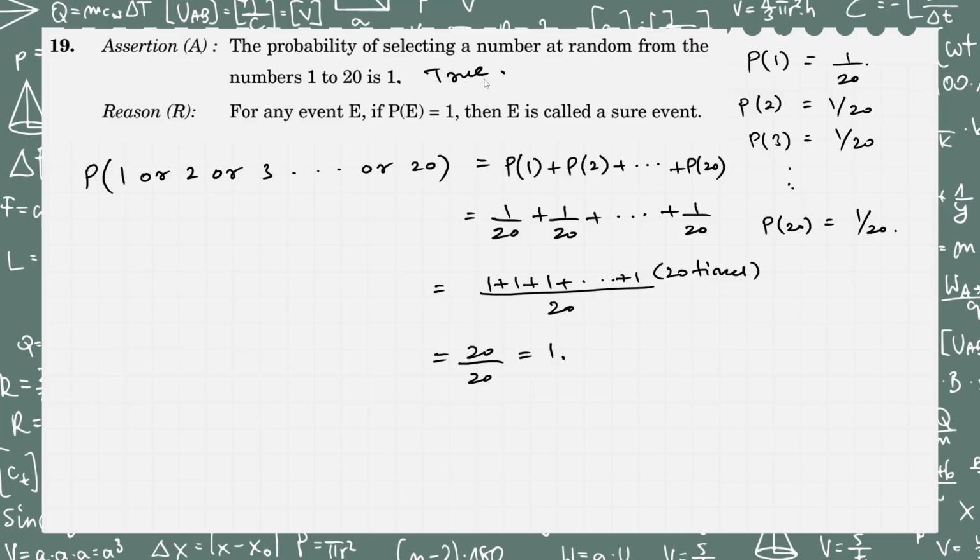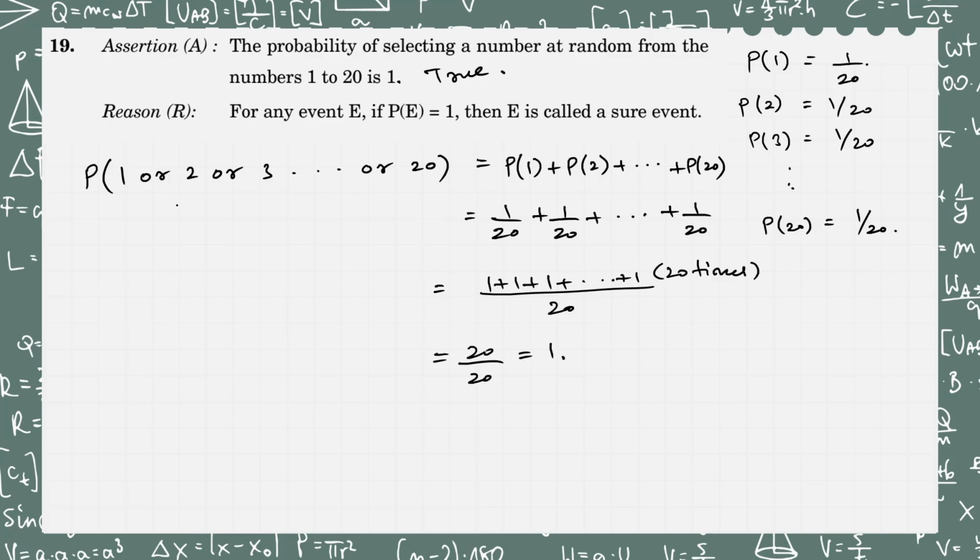Okay, so this is a trap. Try to understand. They are not asking you what is the probability of selecting a particular number. They are asking generally, so it can be any number. In that way, the probability will be 1 only. So the assertion is true.